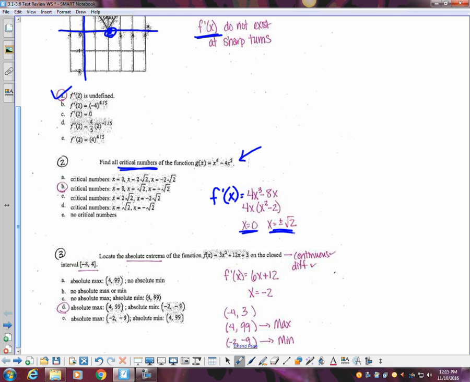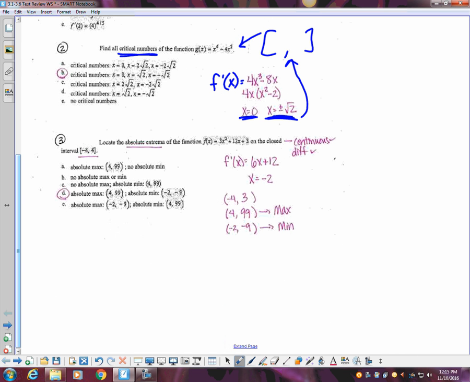The other thing you want to make sure is sometimes I'll give you an interval, and you need to make sure that all of your critical numbers are in your interval. This one I did not, so you can include all of your critical numbers that you find from the derivative.